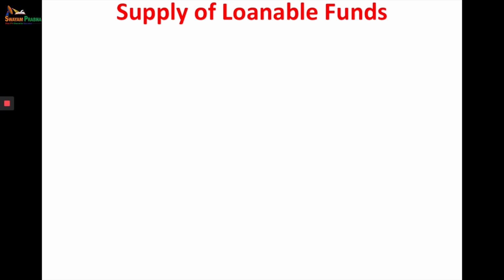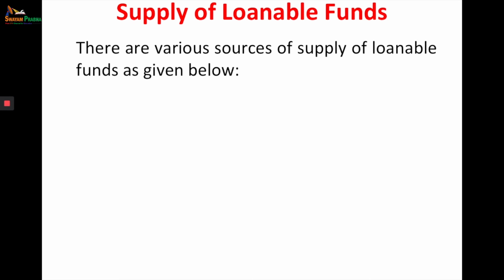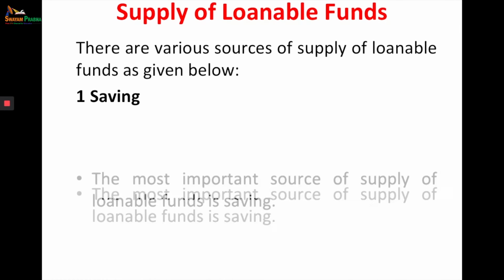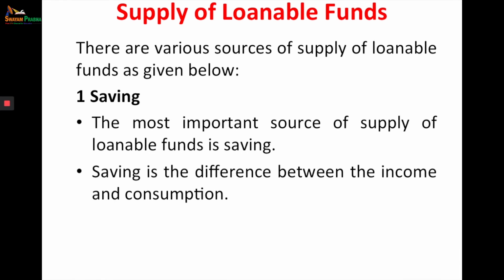The second part is the supply of loanable funds. There are various sources of supply of loanable funds, which are given below. For example, first is saving. The most important factor affecting the supply of loanable funds is saving. Saving is the difference between income and consumption. If income is more than consumption, then you have some saving.